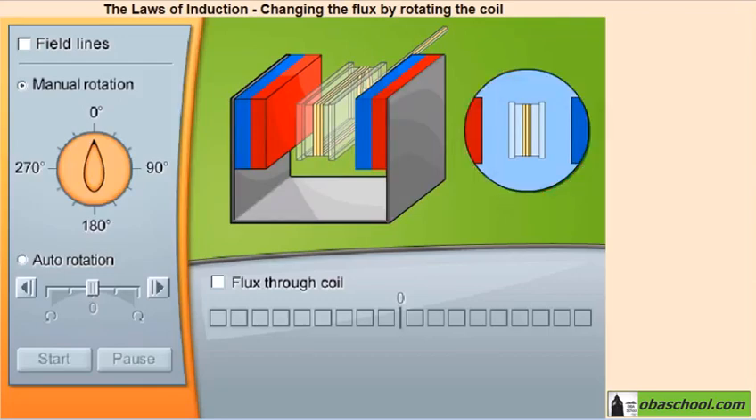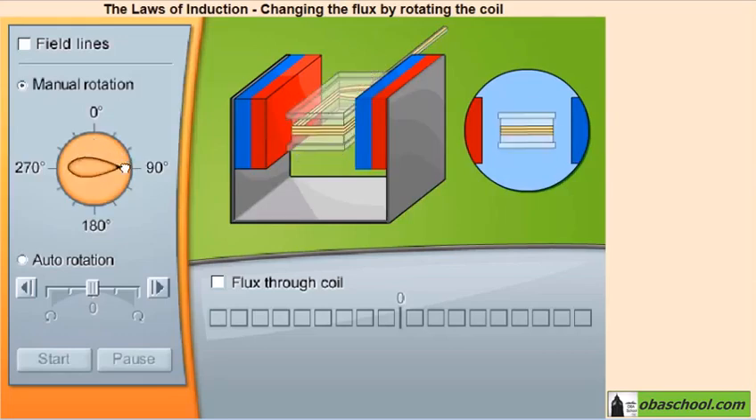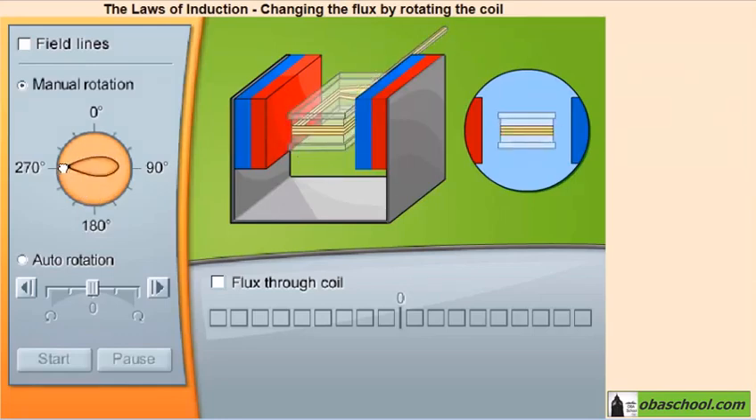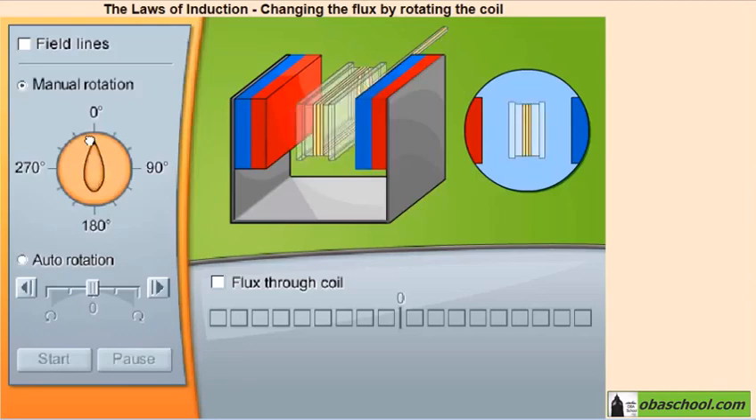Let's drag the dial on the left clockwise to turn the coil 360 degrees. While we're turning it, look at the small diagram and compare it with the large one. So let's start by rotating it by 90 degrees, then 180, 270, and back to 0.